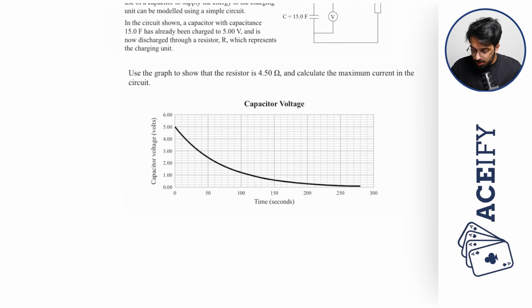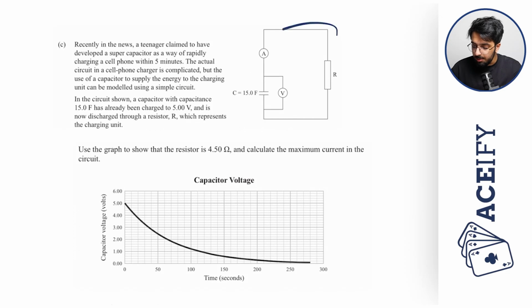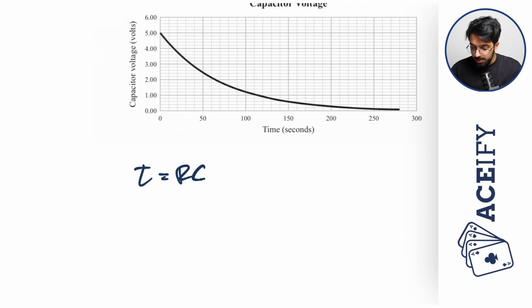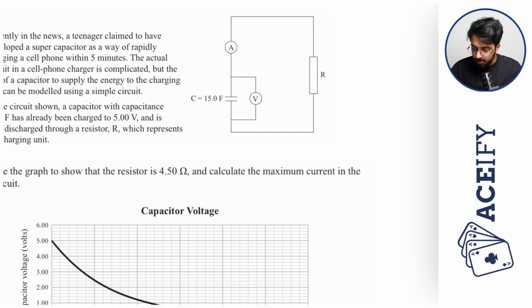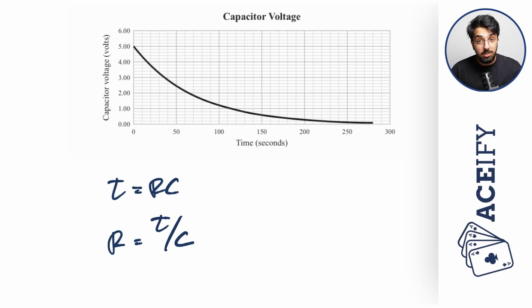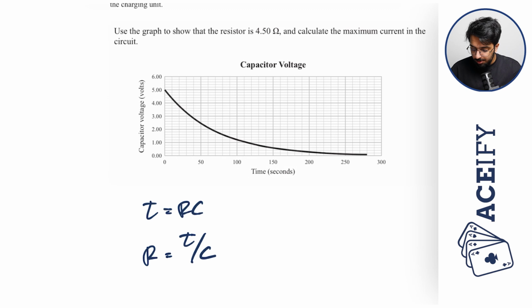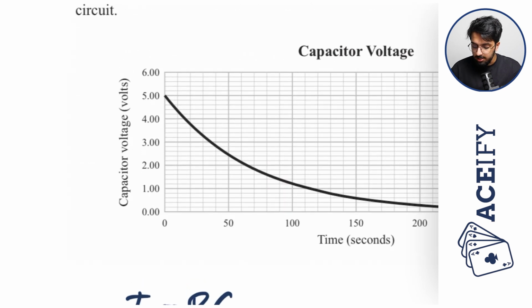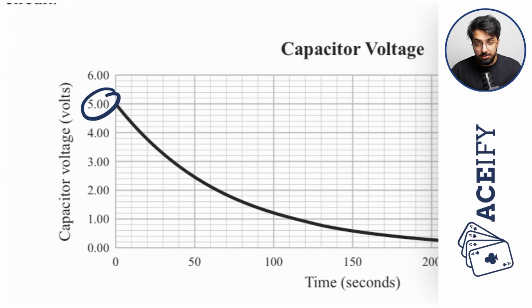Because we know our time constant is equal to RC, because this is a circuit with a capacitor within it, we can find our resistance by rearranging for R, as we have our capacitance. All we need to do is find the time constant. And how we find our time constant is we look at this graph, and we see when this 5 volts drops to 37% of its original value.